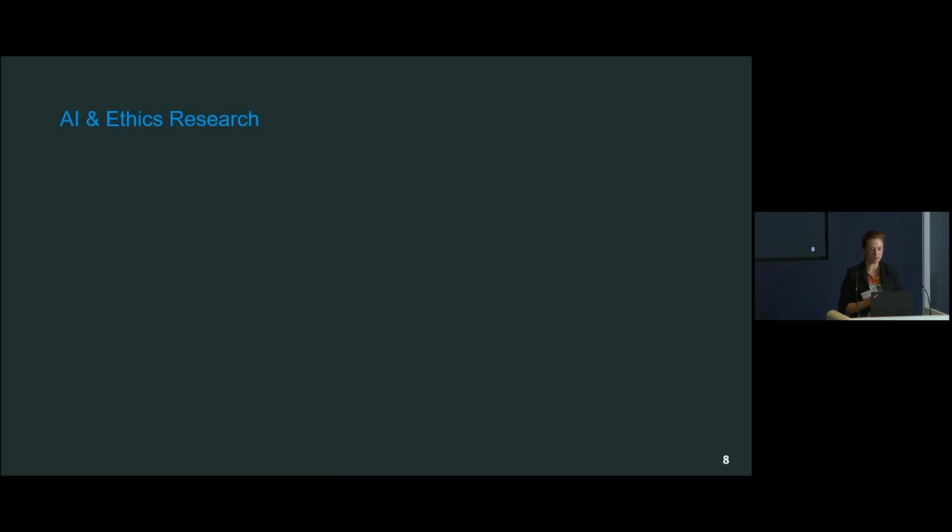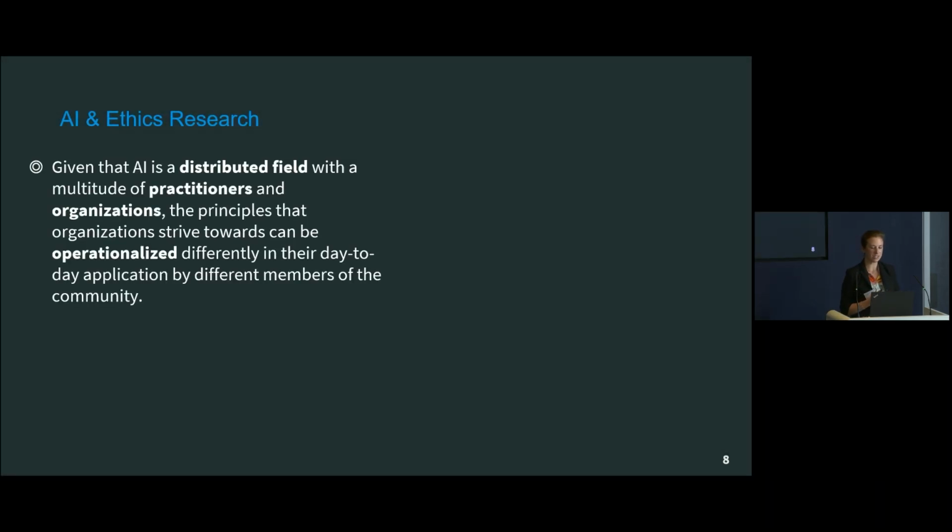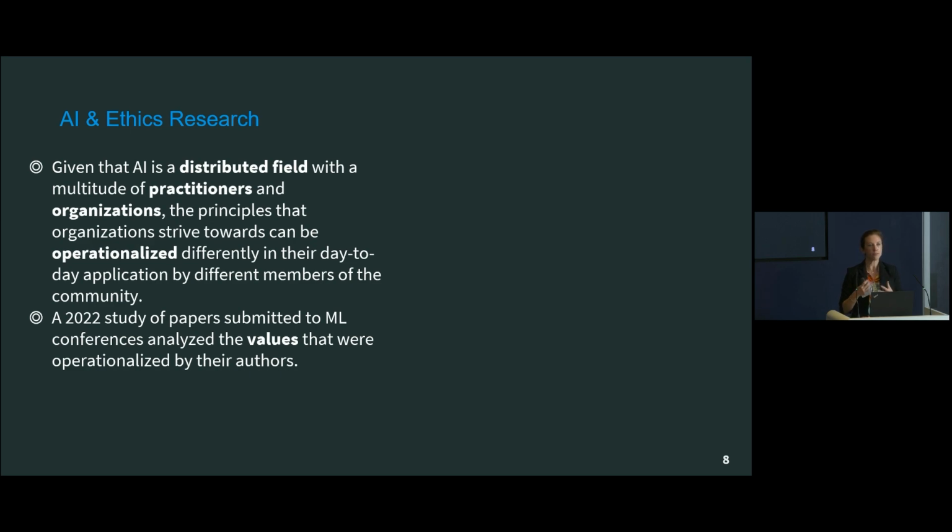And to support this work, there was a really interesting study that looked at AI as a distributed field and looked at how these fundamental AI principles are operationalized. The study from 2 years ago looked at papers submitted at big machine learning conferences, like NeurIPS and the International Conference of Machine Learning, and looked at the values that the authors presented, essentially what they insisted was important in their own work.